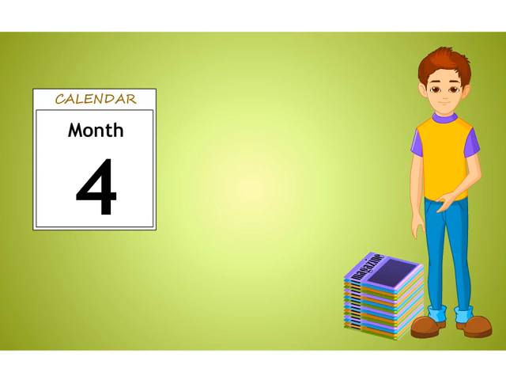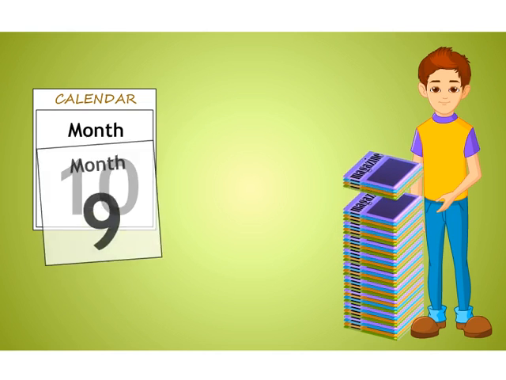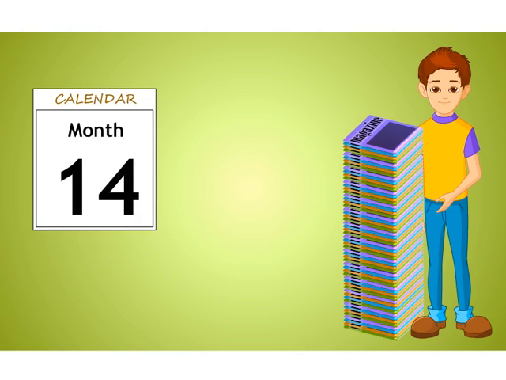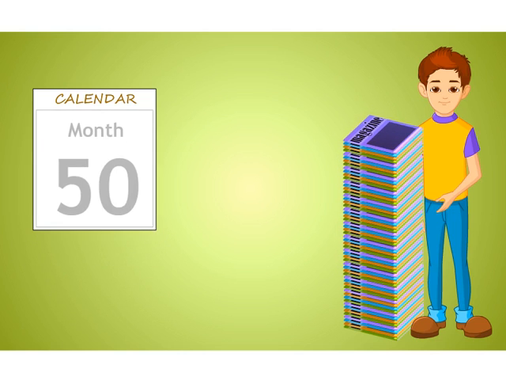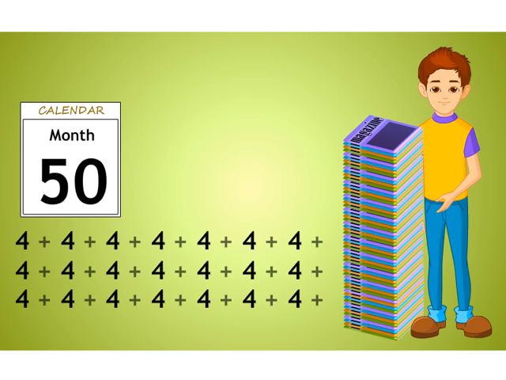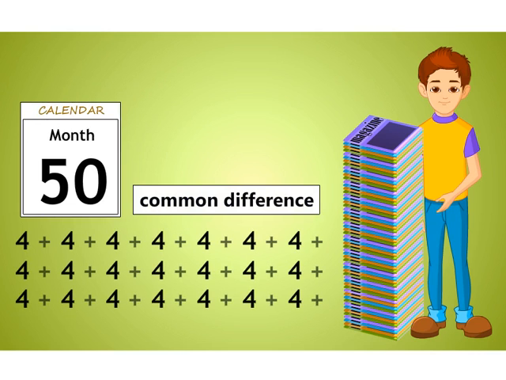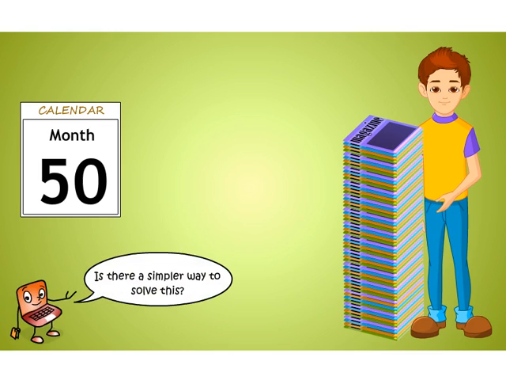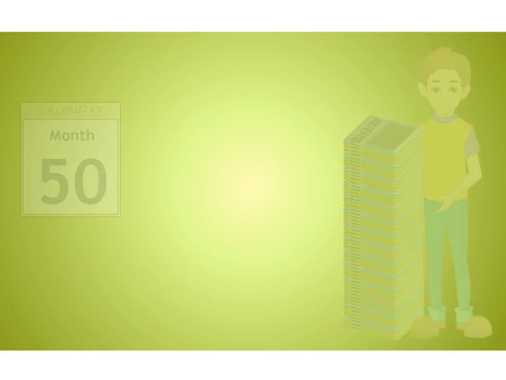John's collection of magazines has been growing every month. Can you find out how many magazines he will have at the end of the 50th month? We know that we can find the 50th term if we start from the first term and compute the successive ones by adding the common difference, but this will take a long time. Is there a simpler way to solve this?